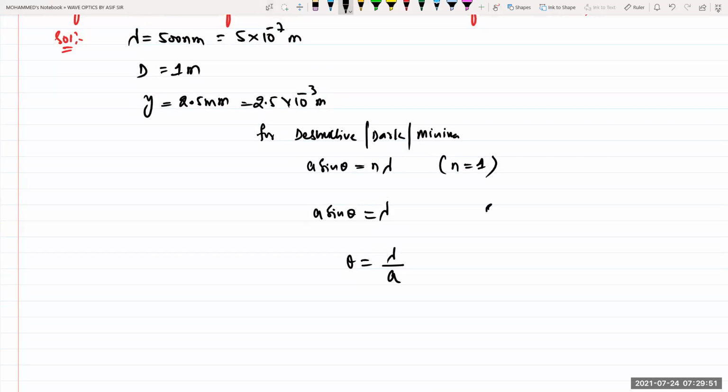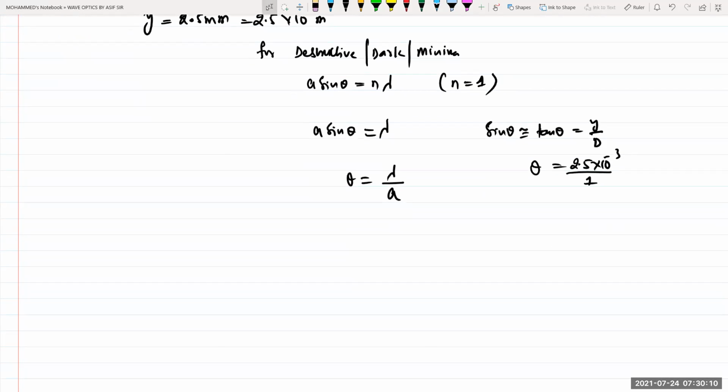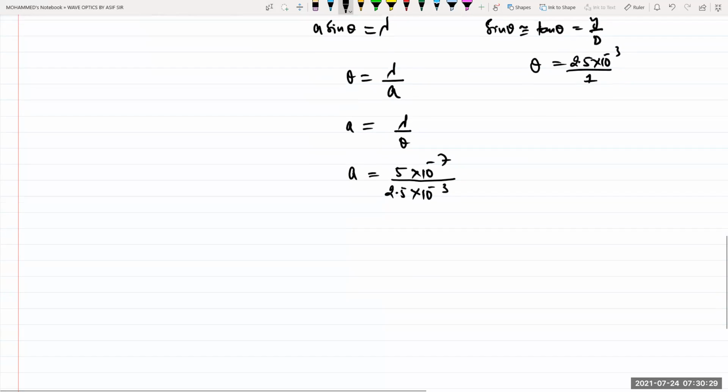We know that sin theta will be approximated to tan theta, and tan theta will be equal to y by capital D. Y is given as 2.5 into 10 to the power of minus 3, D equals 1 meter. That is approximated to theta, so theta is known. He is asking for the slit width, the A value. So A equals lambda by theta. So slit width equals wavelength, which is 5 into 10 to the power of minus 7, divided by 2.5 into 10 to the power of minus 3.